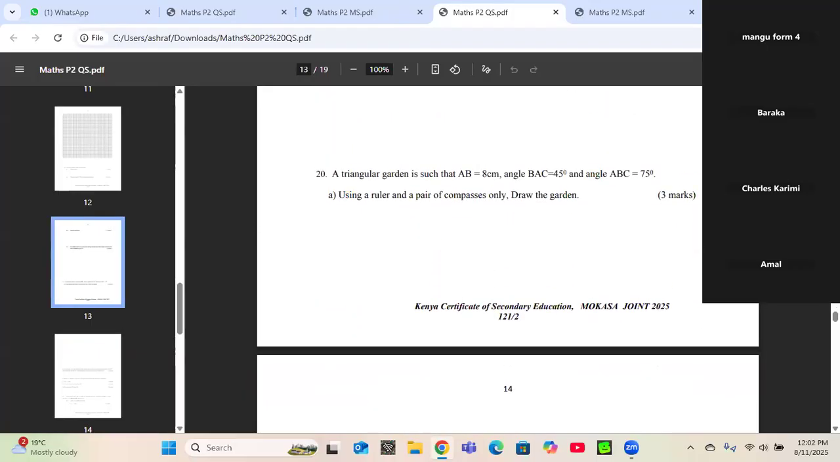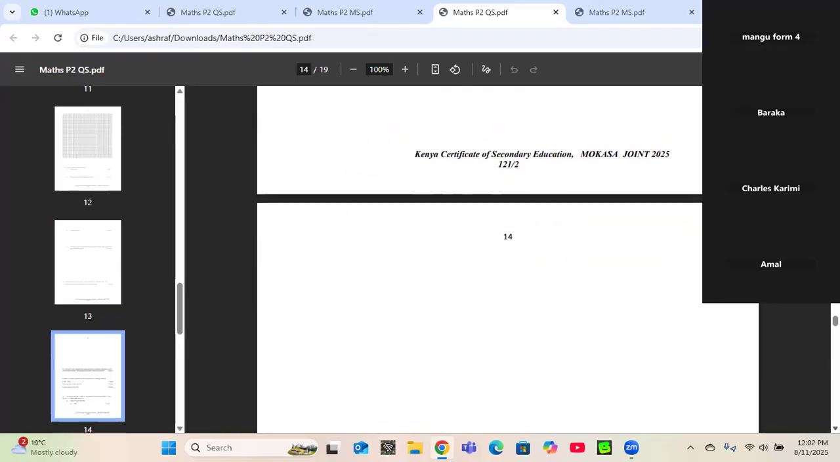You're given a triangular garden and you're given the measurements of the sides. So this is a construction. We'll not construct, we'll only draw the garden, using a ruler and a pair of compasses. So here you're supposed to construct 45 and also construct 75. Those are the marking points. Then of course your AB should be 8 centimeters. I believe we can construct that.